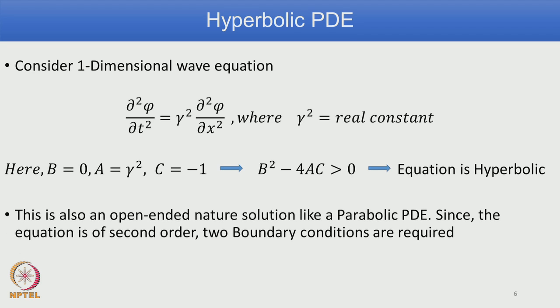As we have seen in parabolic PDE, this also has an open ended nature of solution. That means it progresses along the two characteristic curves. So, two boundary conditions are required because it is a second order equation.